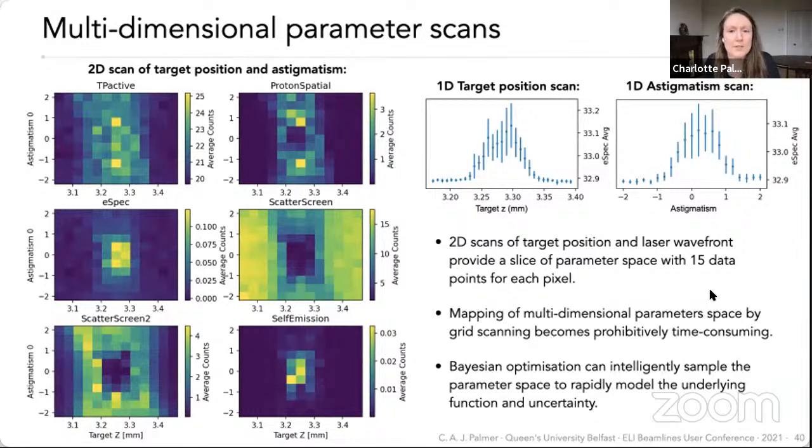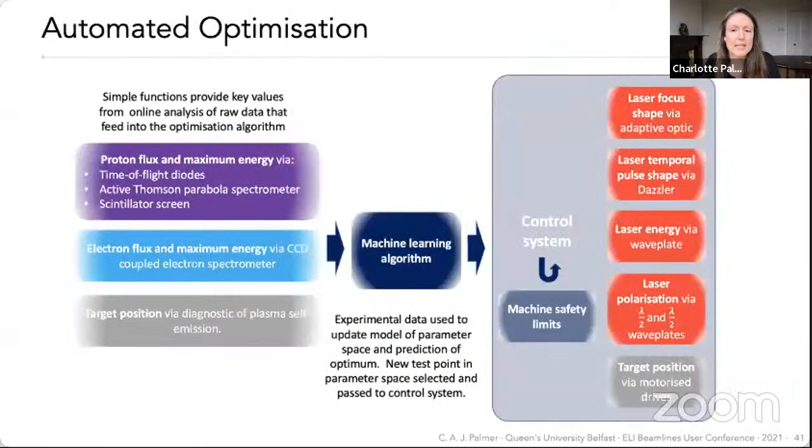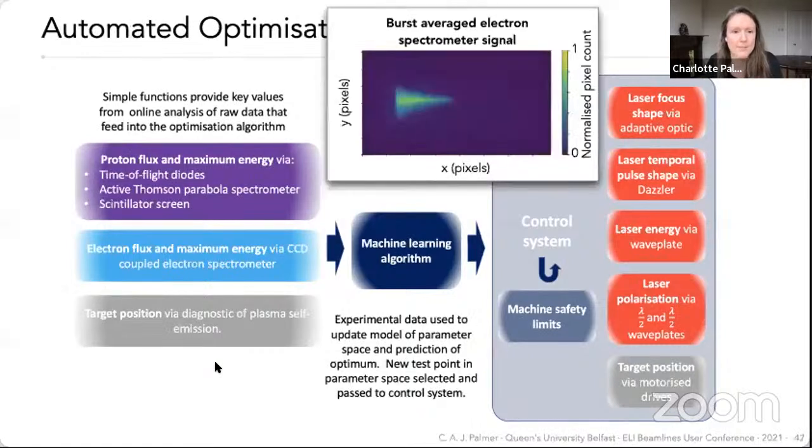So an alternative is using an optimization to intelligently sample the parameter space. So the optimization is factored into the control system using those quick, robust analyses that I've already demonstrated, like the average of an image. And it's factored in through the optimizer to then take control of the system. So you'll also notice that the target position is fed into the machine learning algorithm. This has a very strong effect on our output parameters. And so it was important to have it included in basically all of our optimizations.